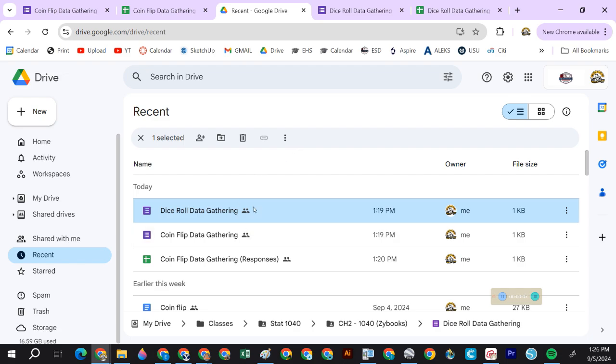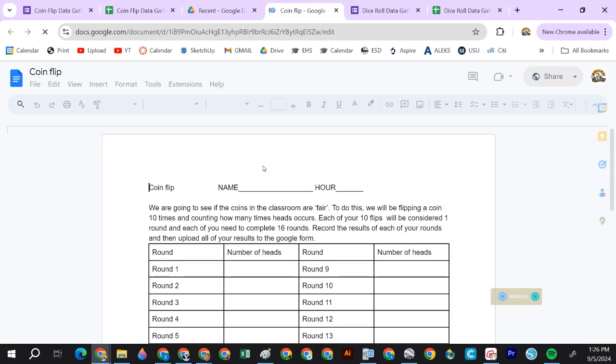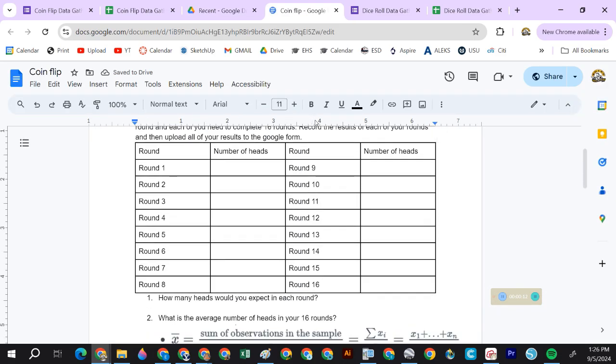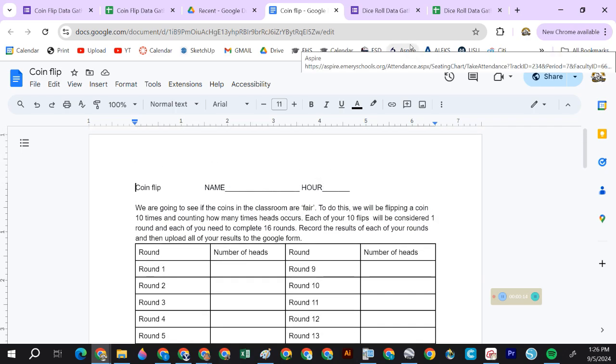Let's look at the coin flip worksheet. Each of you needs a coin, and you're going to play 16 rounds. Each round is going to be 10 flips. You flip a coin 10 times, you count how many heads you had, and then you enter that in round 1. Then you flip the coin 10 more times, and you count how many heads there are. Maybe you want to use tally marks, or some other method. You'll put that in round 2.